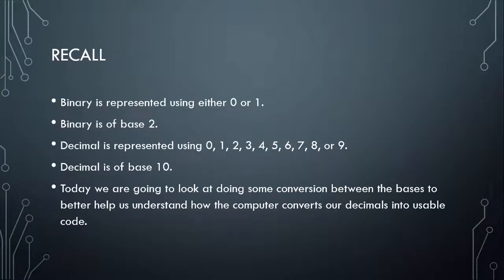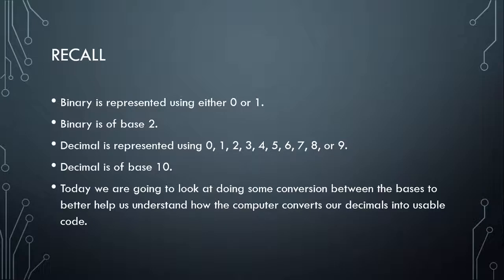So if you recall, binary we've said is represented using either a 0 or 1. Binary is of base 2, hence we have 2 digits that we can represent here. Decimal is represented using 0, 1, 2, 3, 4, 5, 6, 7, 8, or 9. All right, decimal is of base 10, hence we have 10 digits.